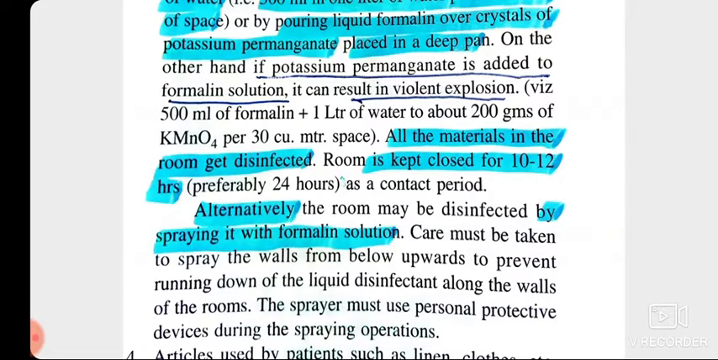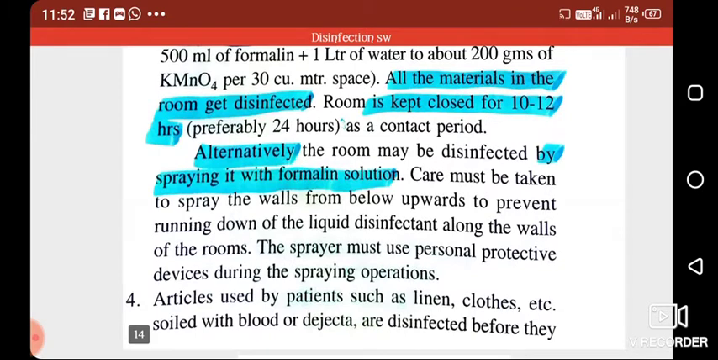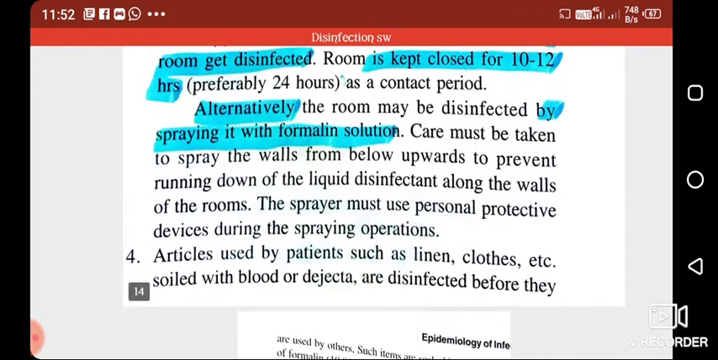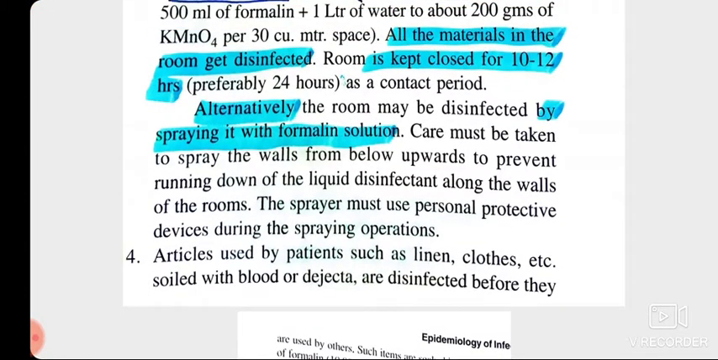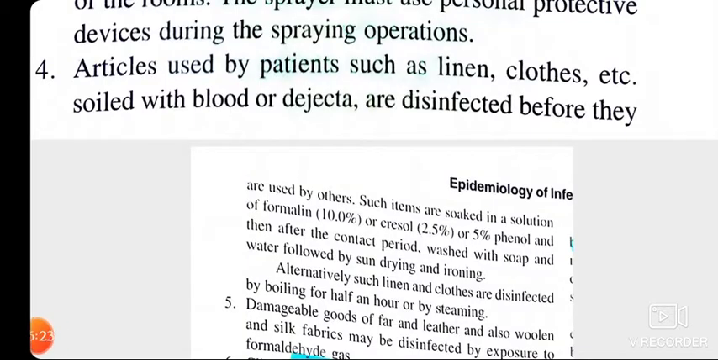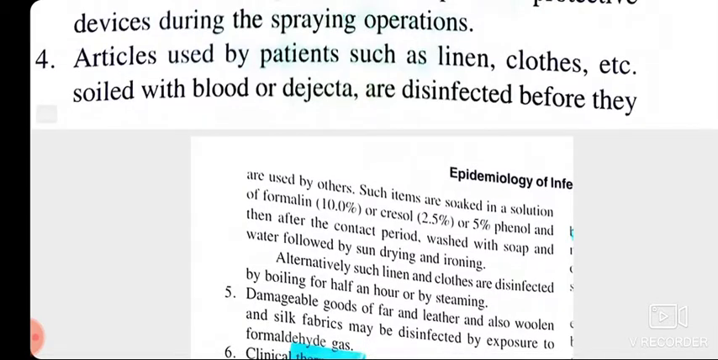Alternatively, the room may be disinfected by spraying it with formalin solution. We can also spray the room with formalin solution. The articles like linen, clothes, etc., soiled with blood or excreta or the sputum of the patient, should be disinfected before they are used by others.